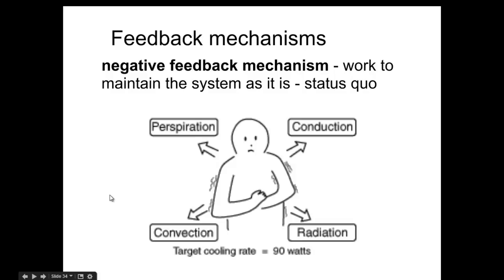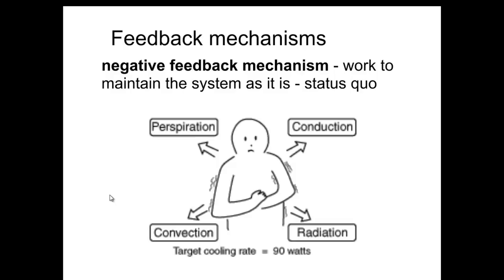Now, negative feedback mechanisms are different than positive feedback mechanisms. As a matter of fact, these are feedback mechanisms that actually work to maintain the system as it is. In other words, to maintain a status quo.